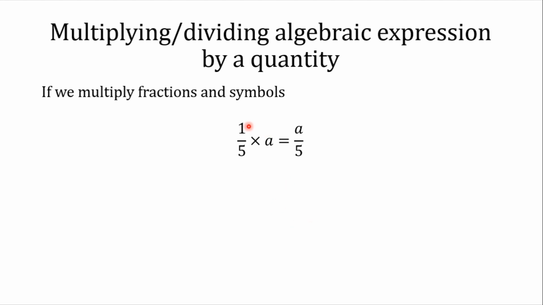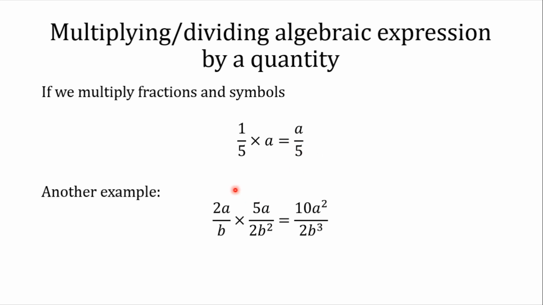Again, it's the same thing. So 1 over 5 times a. That's 1 times a, and then there's an imaginary number 1 at the bottom, so that's 5 times 1. That's a over 5. Another example is 2a over b times 5a over 2b squared.